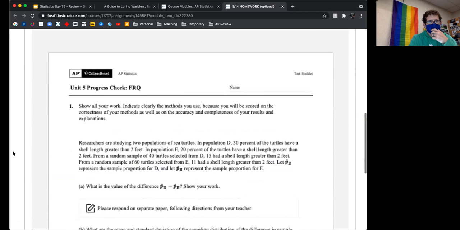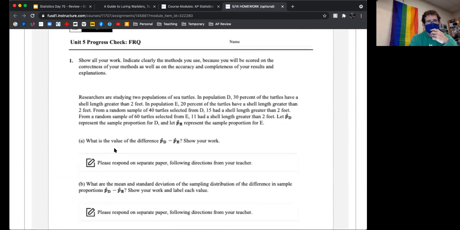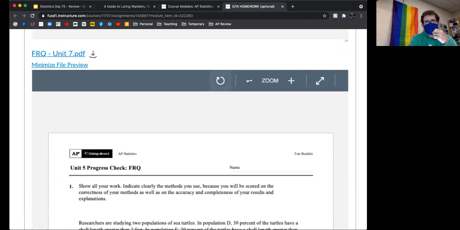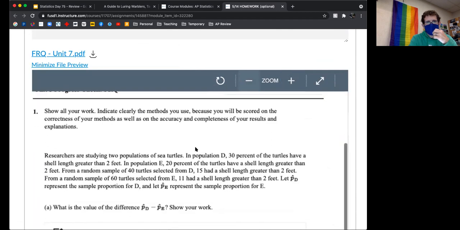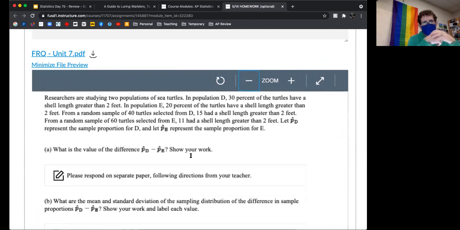Okay, let's see. Now we're looking at this one. Let me first of all zoom in a little. Zoom back out. Researchers are studying 2 populations of sea turtles. Population D, 30% of turtles have a shell length greater than 2 feet. Population E, 20% of the turtles have shell length greater than 2 feet. From a random sample of 40 turtles selected from D, 15 had a shell length greater than 2. Random sample of 60 from E, 11 had a shell length greater than 2.